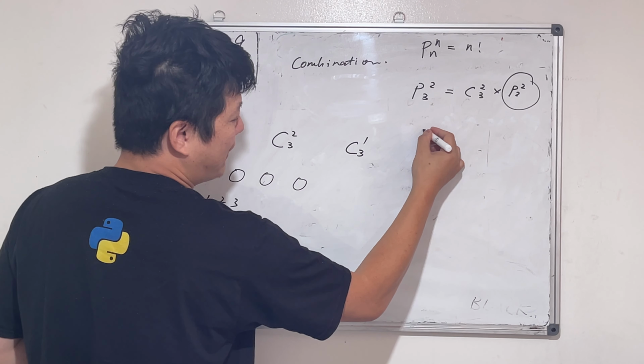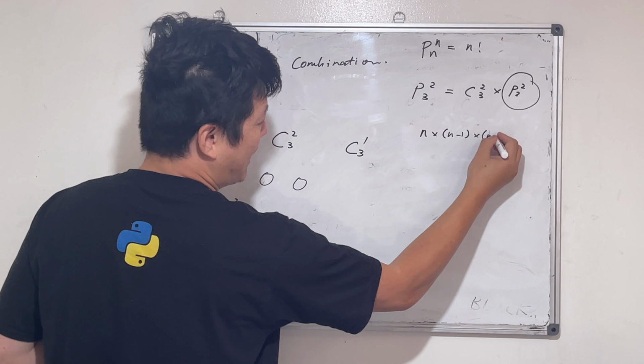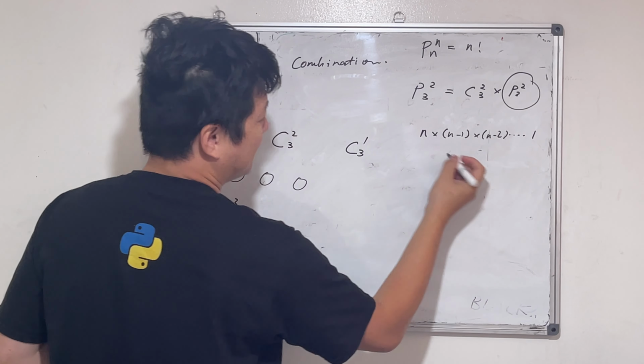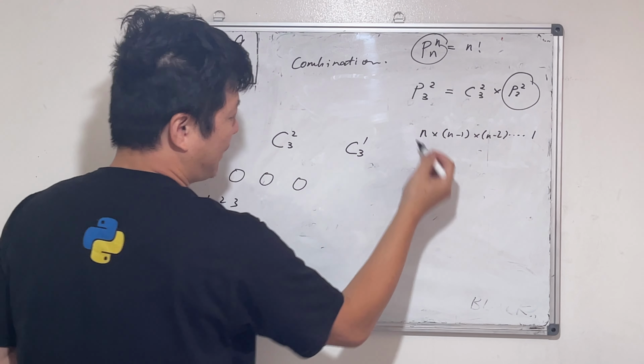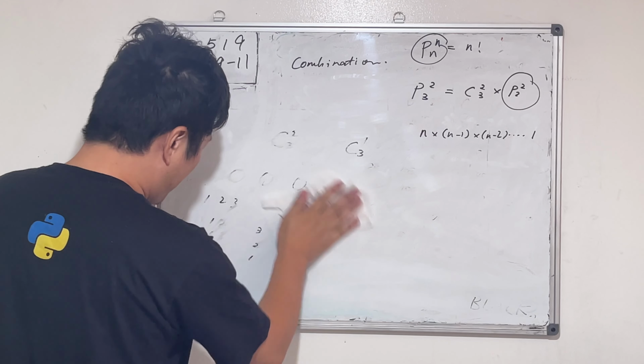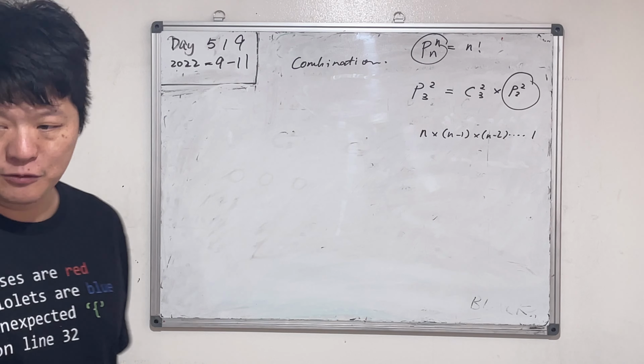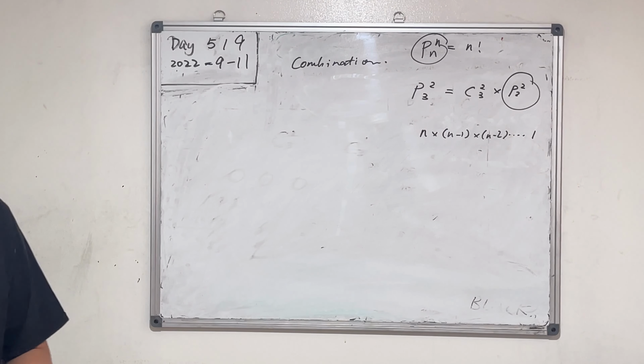The first one we have n choices, the second one we have n minus 1 choices, the third one we have n minus 2 choices, etc., till the end. So Pnn is n factorial. Okay, we talked about this combination a little bit on day 93. Today we're just going to review it with a bit of extra details.